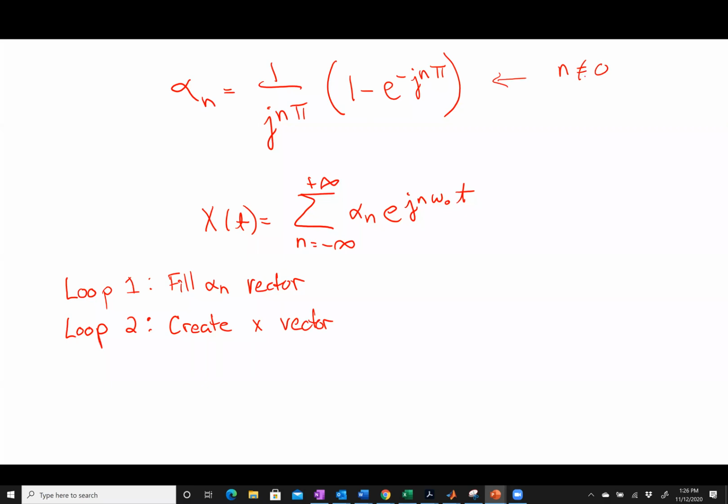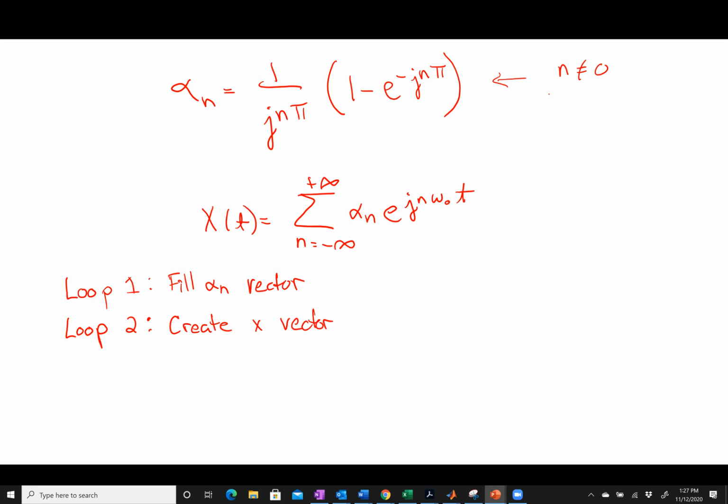When I say this applies to all n not equal to 0, what is wrong with n equal to 0 here? You'll get 0. You'll divide by 0. I've got a problem with that, right? So this applied basically for n not equal to 0.